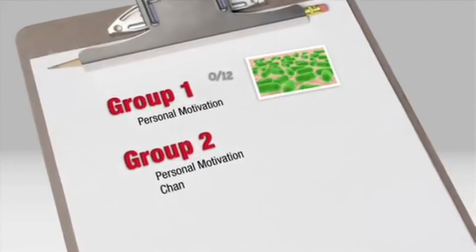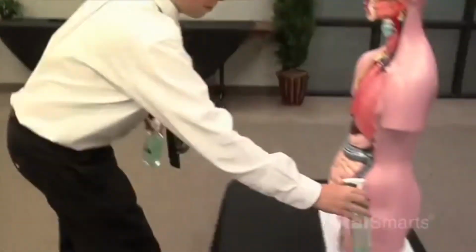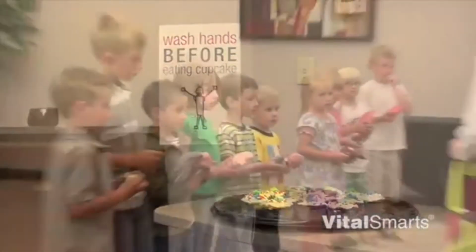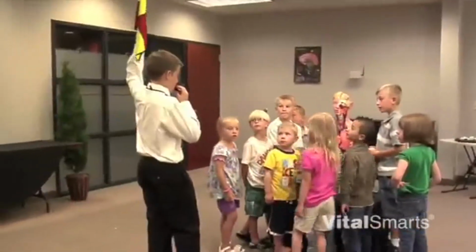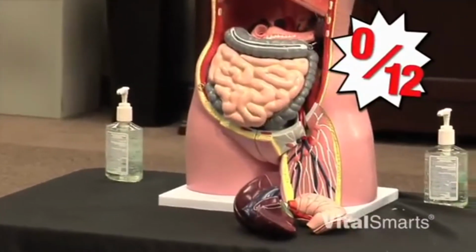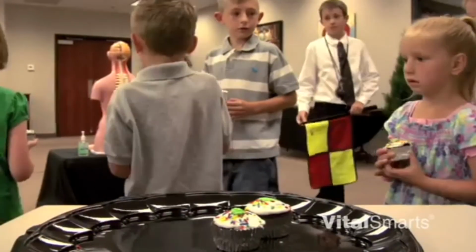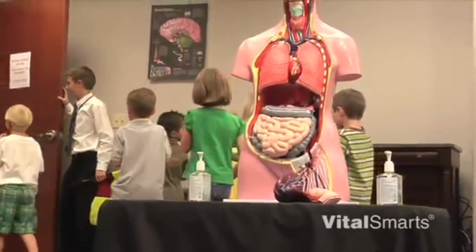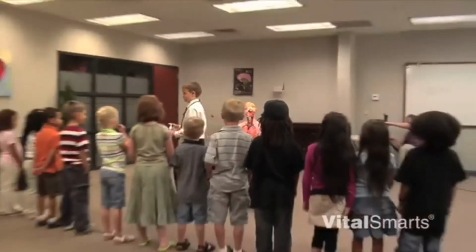With the next group of kids, I changed the environment by moving the hand sanitizer closer, and then put up a visual cue. This ought to make hand washing easier and more obvious, right? And in the end, the motivation to not get sick plus changing the environment didn't influence a single kid.